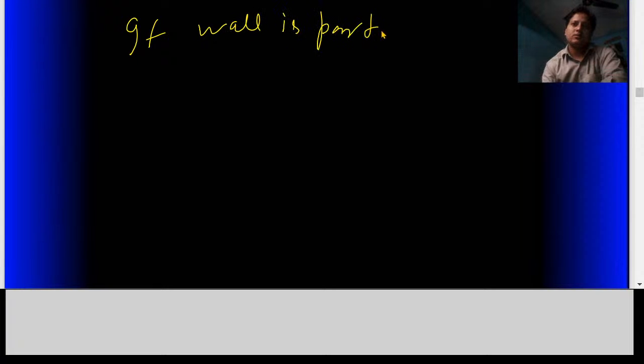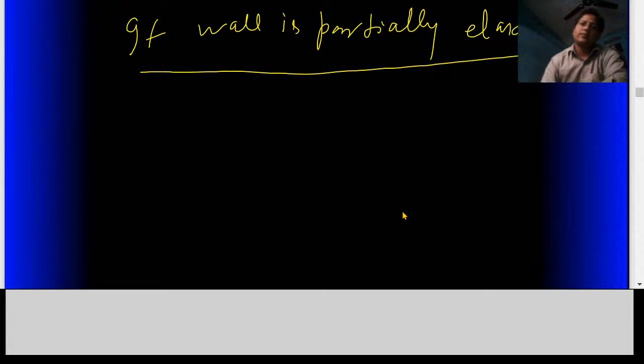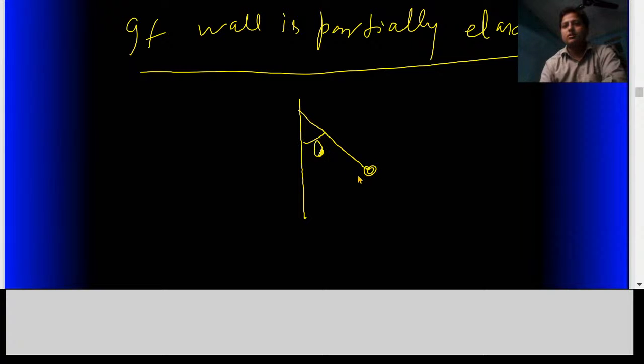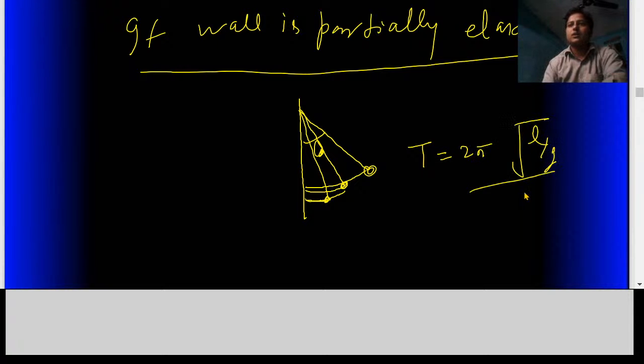If the wall is partially elastic, what will happen to the time period? If partially elastic, only the amplitude decreases. Suppose this angle is theta naught. After collision, energy is lost and the body goes like this, and again comes back. Energy loss occurs continuously, but the time period always remains the same. That is 2 pi under root L by g by half, that is pi under root L over g.